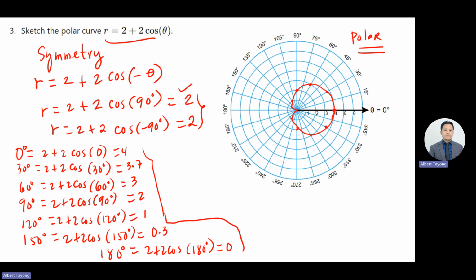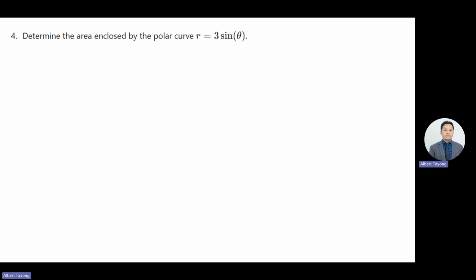Let's proceed to number 4. You're going to determine the area enclosed by the curve r is equal to 3 sine theta. So what are we going to do here? The formula of an area enclosed by any polar curve is 1/2 of the integral from the lower limit to the upper limit of r squared d theta. So our r is given, that is 3 sine theta.